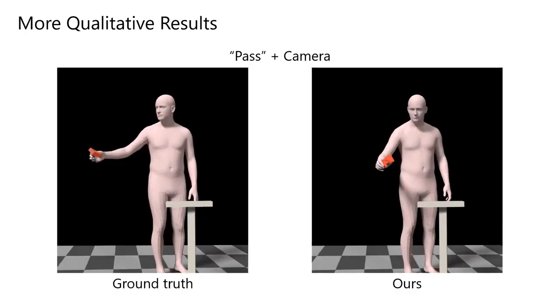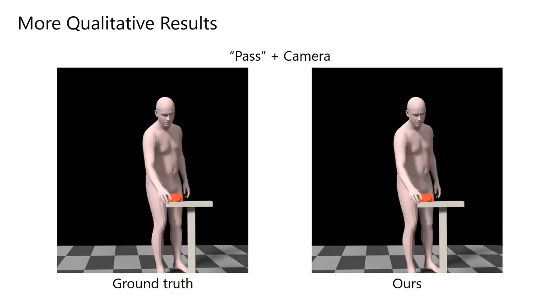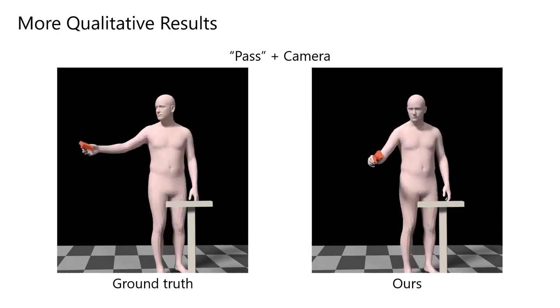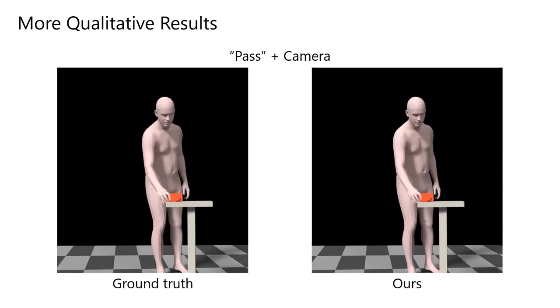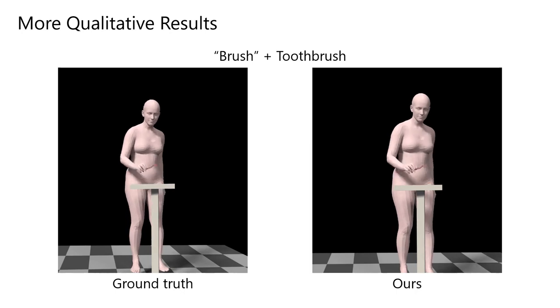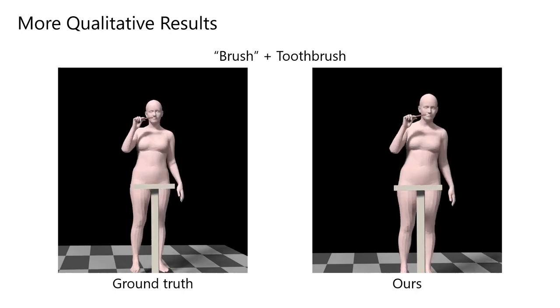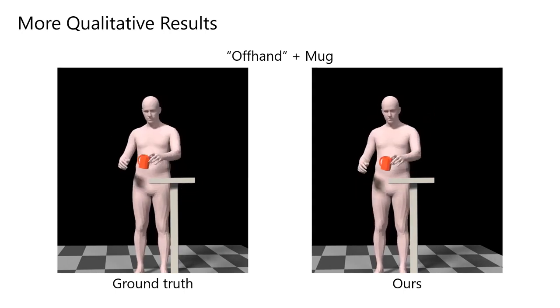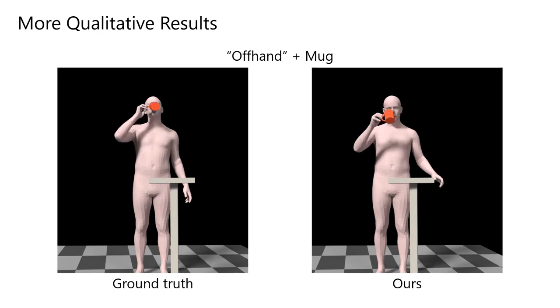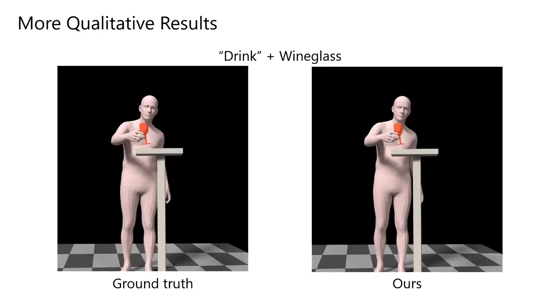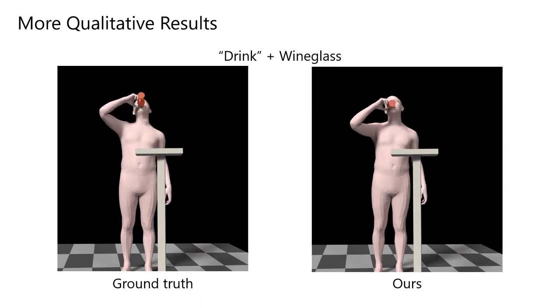We show more qualitative results side by side with the ground truth sequences. Our method shows accurate arm and head movements for motions such as passing the camera. For brushing action using a toothbrush, our method is able to correctly bring the arms toward the mouth and perform the brushing motion. We see another sequence for the off-handing action where the mug is accurately passed from one hand to another. And another example of drinking action with a wine glass where our synthesized motions show accurate head tilt and arm motion.